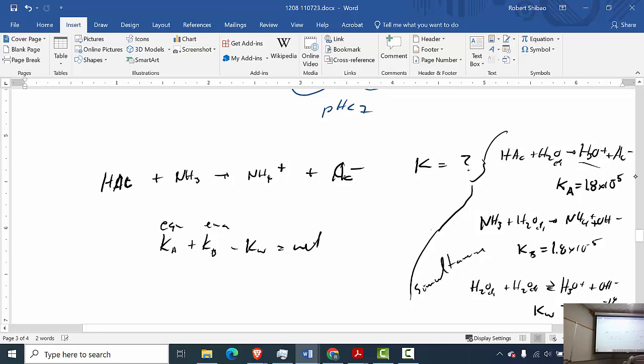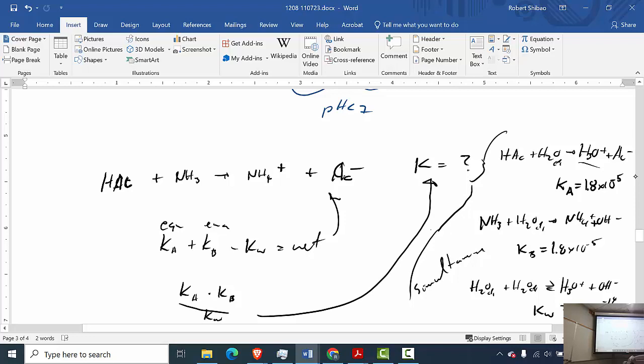And that's going to equal the net equation up here. And so what I need to do is go Ka times Kb divided by Kw. And that's going to be my K value here. So I can calculate what the K value is. Just take 1.8 times 10 to the minus 5, square that, and divide it by 1 times 10 to the minus 14. And then I can get the K number here.